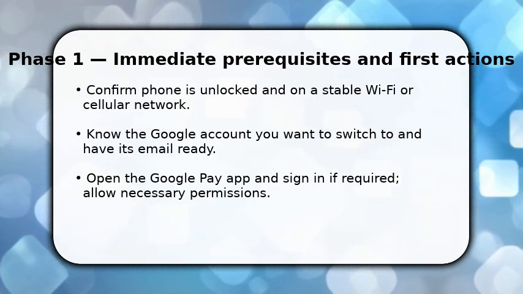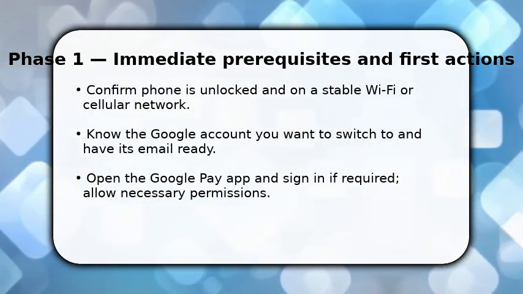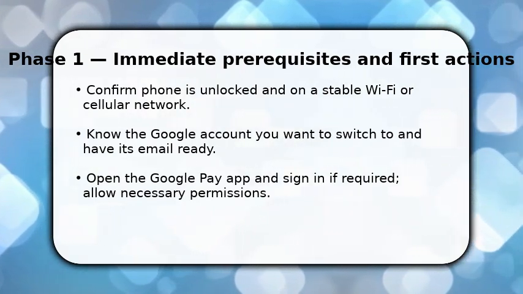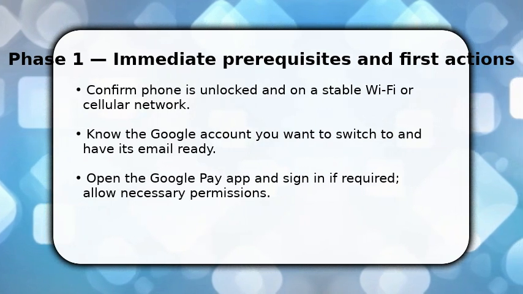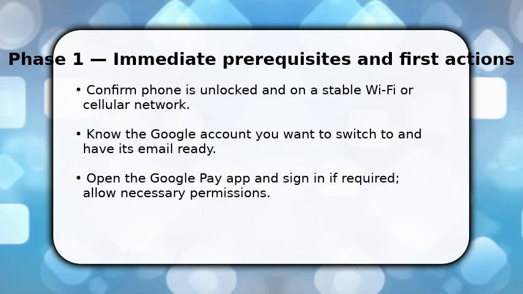Open Google Pay. If it prompts for sign-in, complete that step. Once done, grant permissions for contacts and payments when asked. These let Google Pay verify accounts and show cards. This prevents errors during the switch and saves time when you move to account selection.